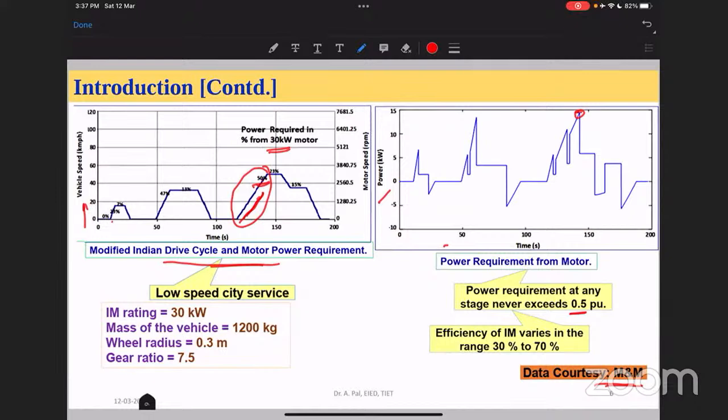So in these cases, for efficiency, we studied at different points what the efficiency of this drive is. We have seen that it varies from 30 to 70% when operating at maximum power. That means at 0.5 unit, or 15 kilowatt, the efficiency is 75% or 70% like that, and it falls to about 30% in this range. When the machine's efficiency is 30%, the other 70% is completely a waste of energy. So from these two pictures, we can have some idea why we need an energy management study.